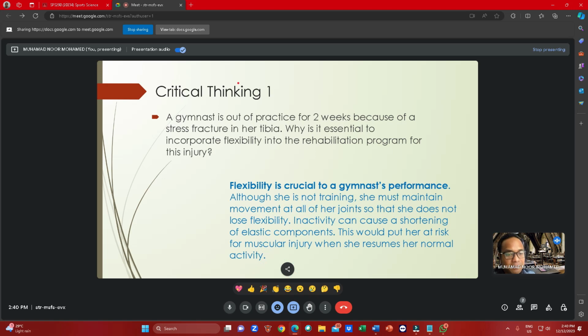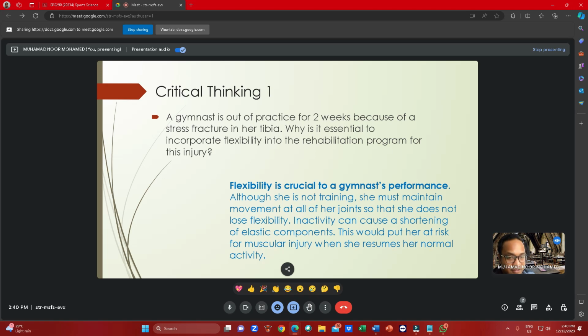Okay, crucial to a gymnast's performance, although she is not training, she must maintain movement at all of her joints so that she does not lose flexibility. Inactivity can cause a shortening of the elastic component, shortening of the muscle as I said. This will put her at risk for muscular injury when she tries to resume her normal gymnast routine. So we need to avoid that.